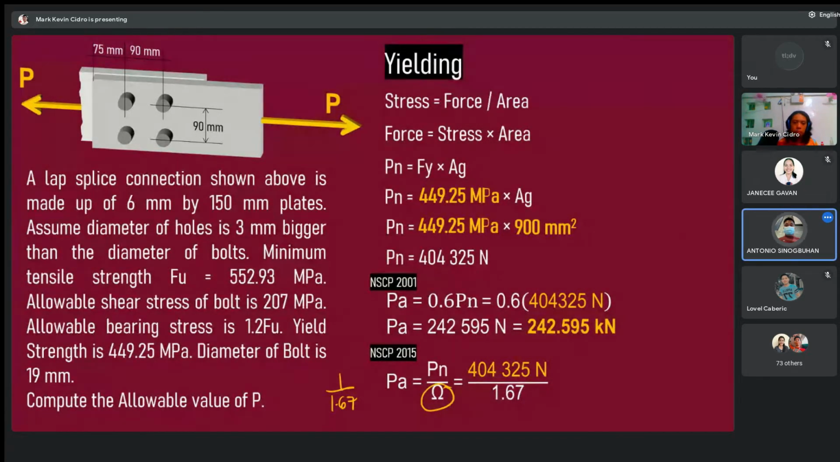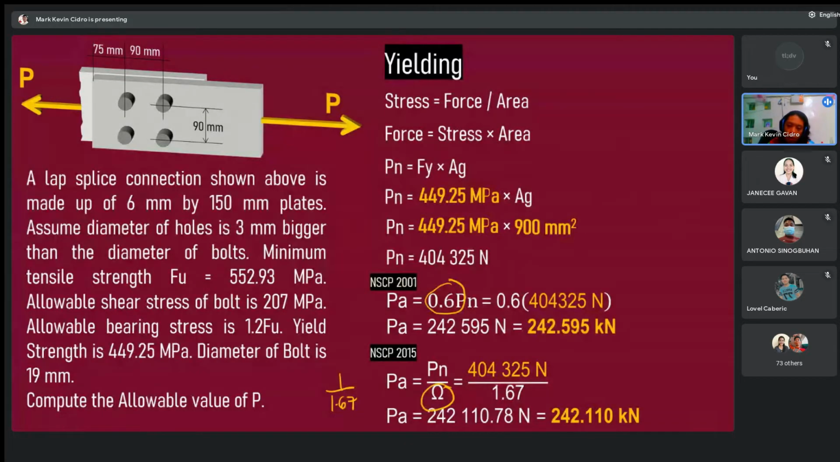Anyone? 0.5, sir. 0.5 talaga. 0.59. 0.5988023952. Approximately 0.6. Okay? So for 2001 and 2015, parehas lang sila. Actually, 2010 and 2015 kasi parang magkapareho sila. So we're expecting the same value here, and that is 242.110 kilonewton. Basically the same.